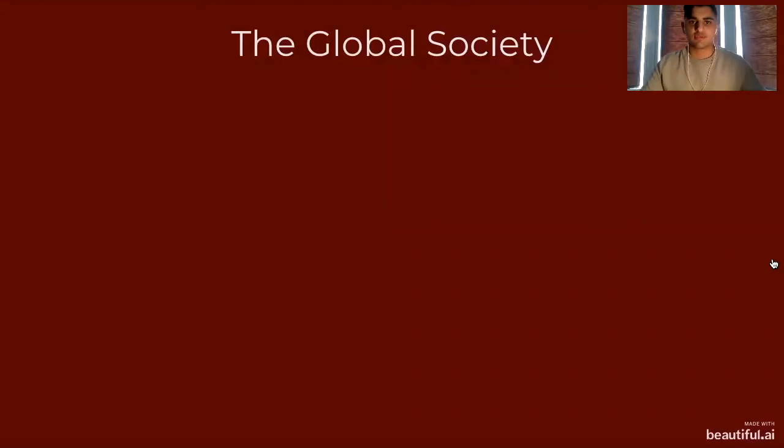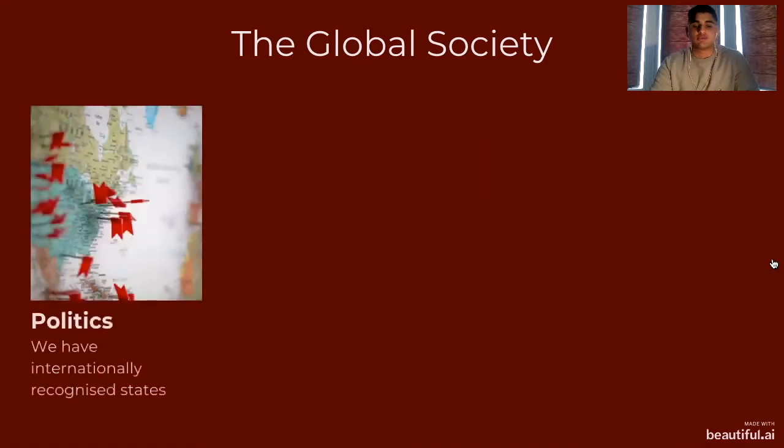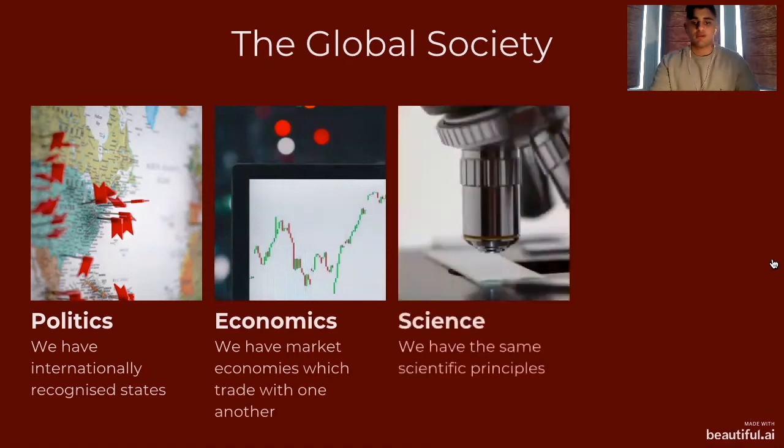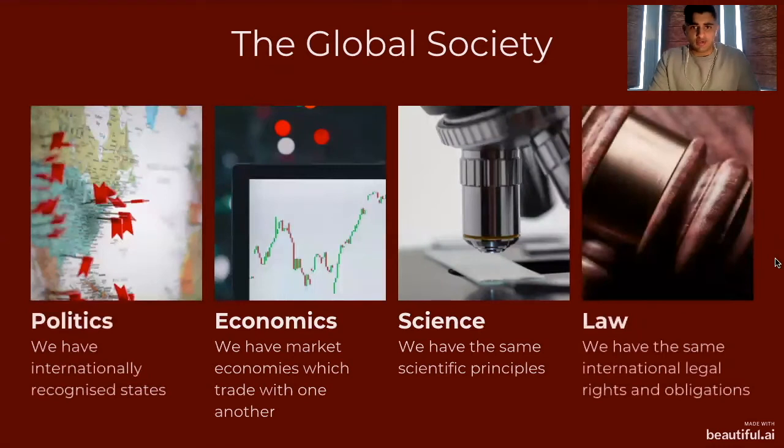So here's where we start to relate this now to law, to international law. So what we have now today in the 21st century is a global society. All of the people, or the vast majority of people, are now interconnected in some way or another, whether it is through politics, where we have these internationally recognized states, whether it is through economics, we have these market economies and now they're able to trade with each other, whether it's through science, many of the science programs in different countries, they apply the same scientific principles, the kind of global universal scientific principles, or whether it's through law.